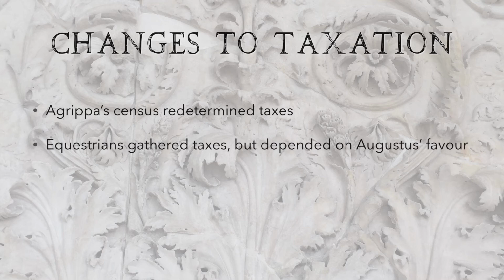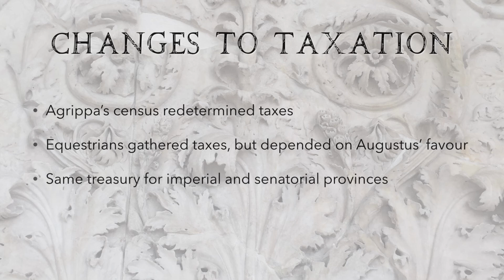As before, the equestrians gathered taxes, but similar to the provincial governors, their position depended on Augustus's favour, so they couldn't be corrupt. These equestrians also managed Augustus's estates out in the provinces. There was also the same treasury which paid for both senatorial and imperial provinces. So all the funds were coming from the same place.